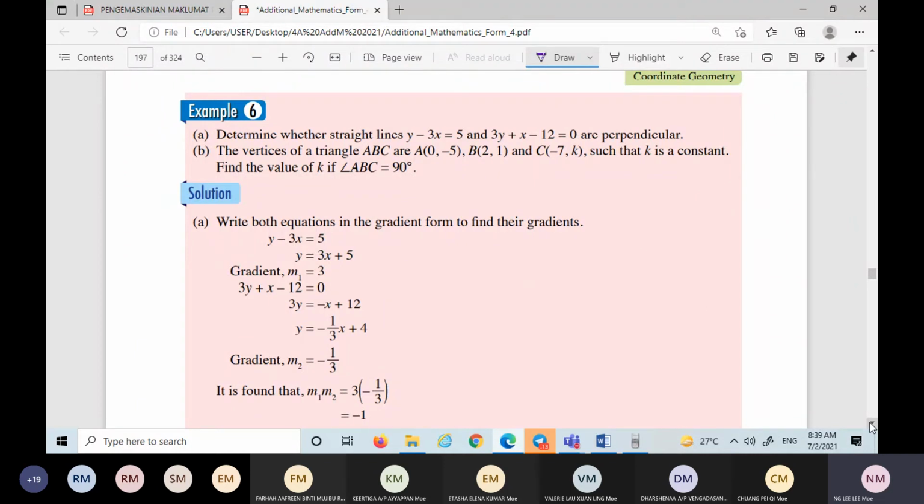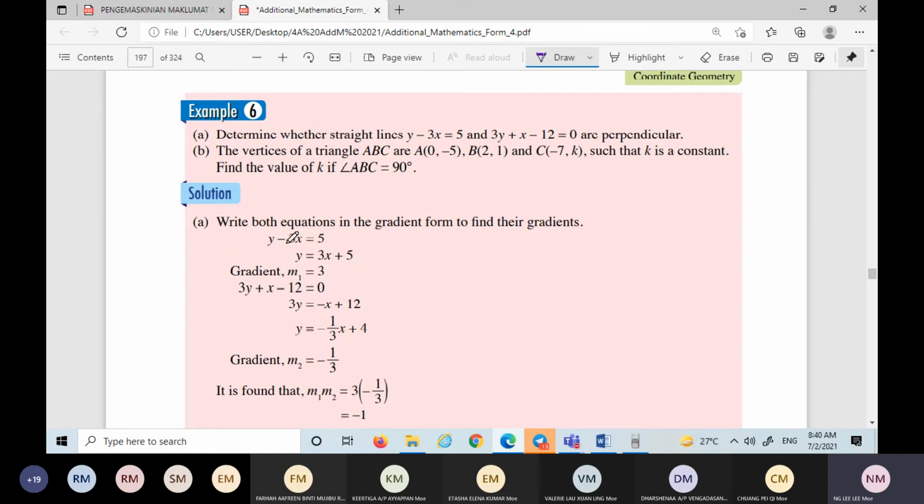Determine whether the straight lines y minus 3x equals 5 and x plus 3y minus 12 equals 0 are perpendicular. Just now we settled the parallel, so now we come to perpendicular. They want to know whether these two are perpendicular or not. How to know? We have to find their gradients, m1 and m2. If the product of the gradients is equal to negative 1, then they are perpendicular. So you have to find the gradient of both lines. You just need to rearrange them.